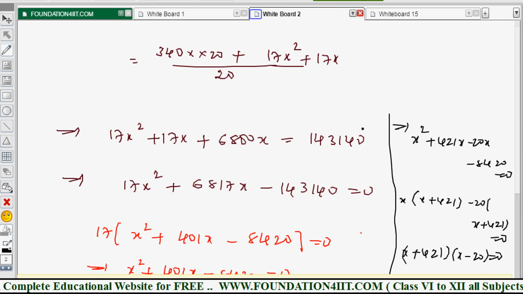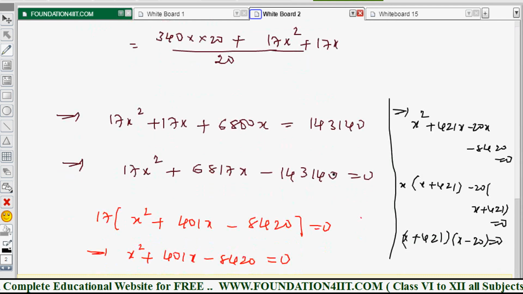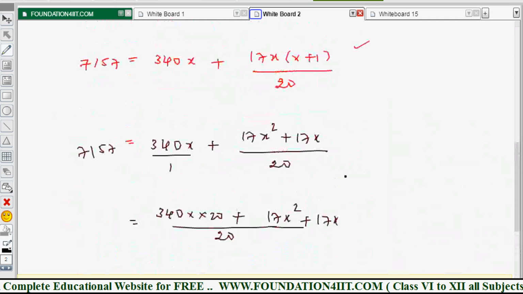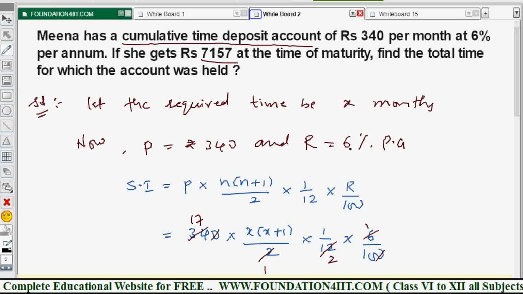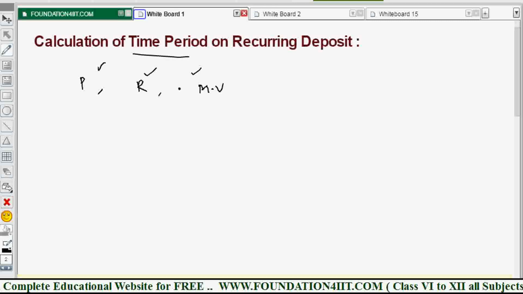Whenever you need to find the time, you'll get a quadratic equation only, because of n into n plus 1. So x into x plus 1 is x square. So sure, you'll get a quadratic equation that you have to solve. So this type is important. From the given data only we can find all this. So in this way you can find the time period on a recurring deposit.